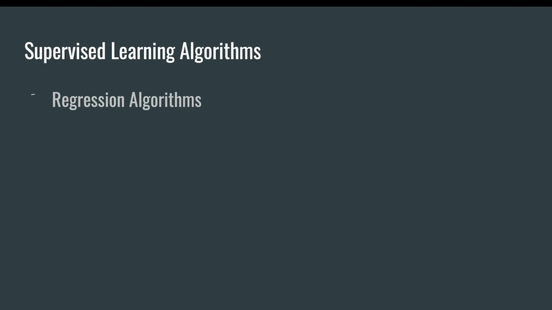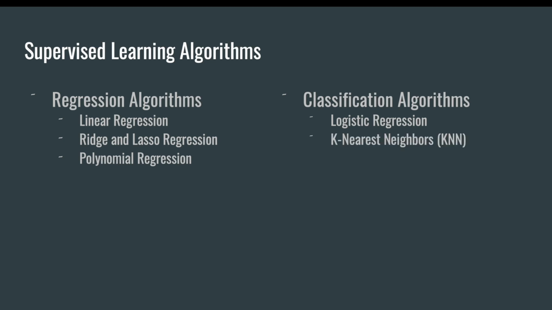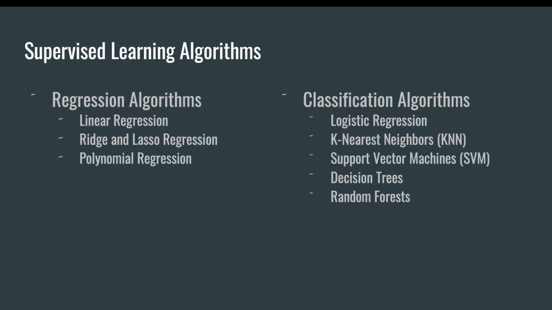So first, the main category is regression algorithms, which has linear regression, ridge and lasso regression, polynomial regression, and then we have classification algorithms, which has logistic regression, k nearest neighbors or KNN, support vector machines SVM, decision trees, random forest, gradient boosting, and naive Bayes. So these are the main algorithms that we will be looking over in supervised learning algorithms.